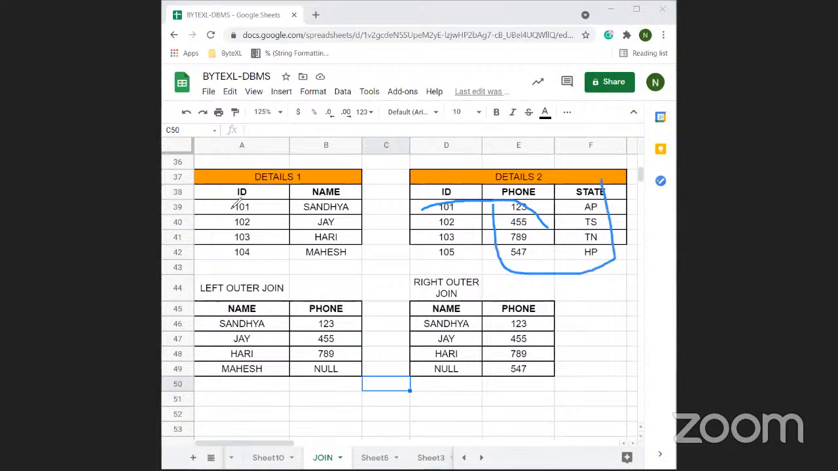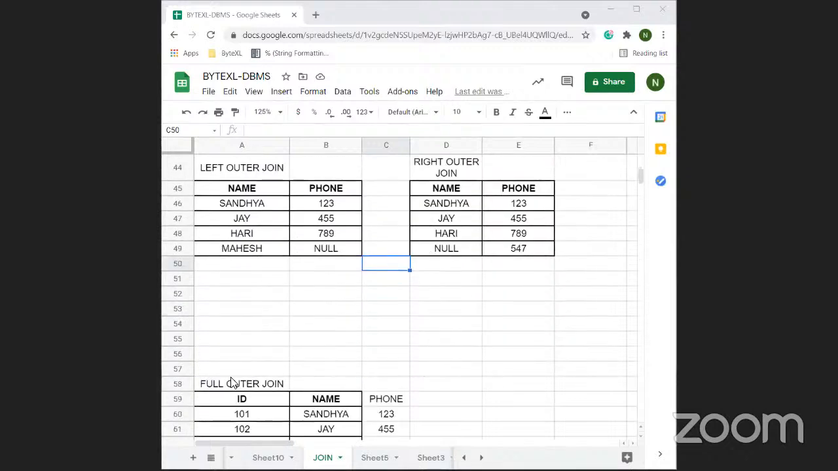First three members, we don't have a problem. 103, their names and phone numbers are available, taken. When it comes to 105, now we are not bothered about this table. Only this table, all names have to be taken. 105. What is first column? Name. What is the name of the person whose ID is 105? In the name table, we don't have a 105. Therefore, since it is not available, it is taken as null. Then coming to phone number, yes, there is an associated phone number, it is taken. This is how left outer join, right outer join would work.